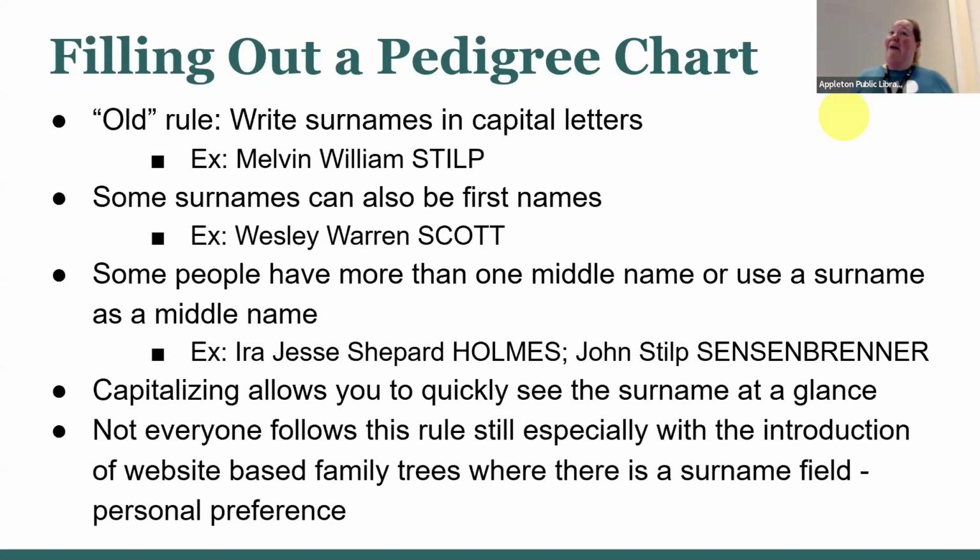I also like the fact that capitalizing allows you to quickly see what the surname is. So you can quickly tell on a chart what the surname is when you're sharing with people or sharing with your family. Like I mentioned, not everybody follows this rule anymore, especially with the website-based family trees that you can do. A lot of people might not capitalize their surnames on there, or they might capitalize them on their pedigree charts if they're handwriting them or typing them out. Again, it's a personal preference. You do whatever you want to do, but this is what I personally do.